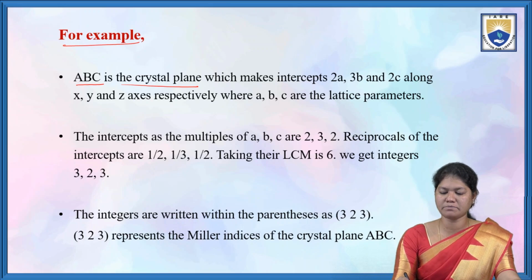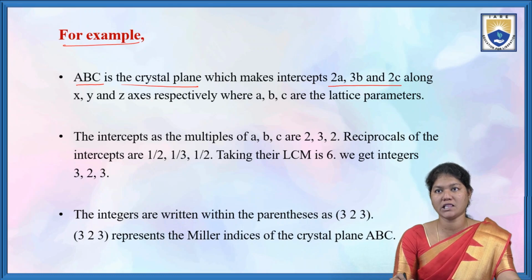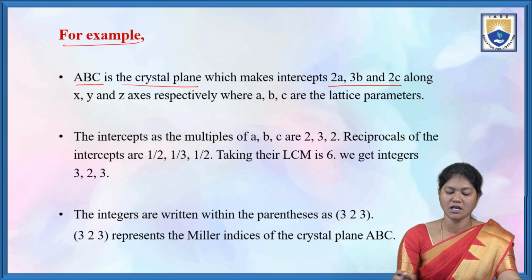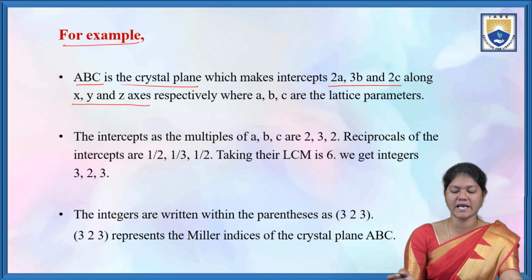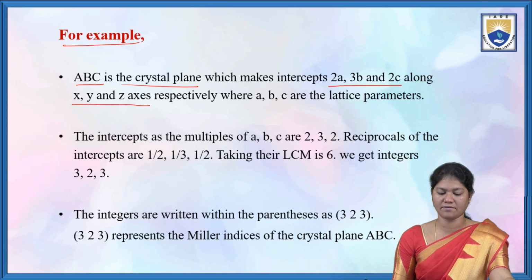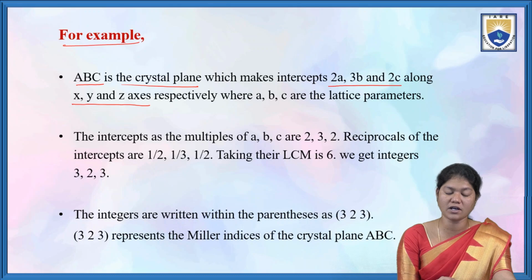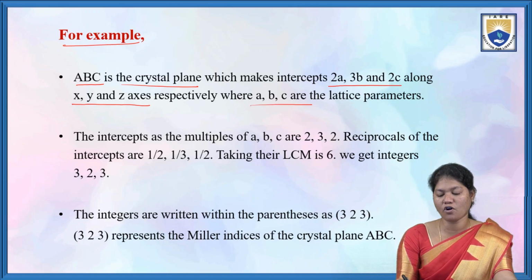So the intercepts on the crystal plane are 2A, 3B and 2C along the X, Y, Z axes, where A, B, C are the lattice parameters.